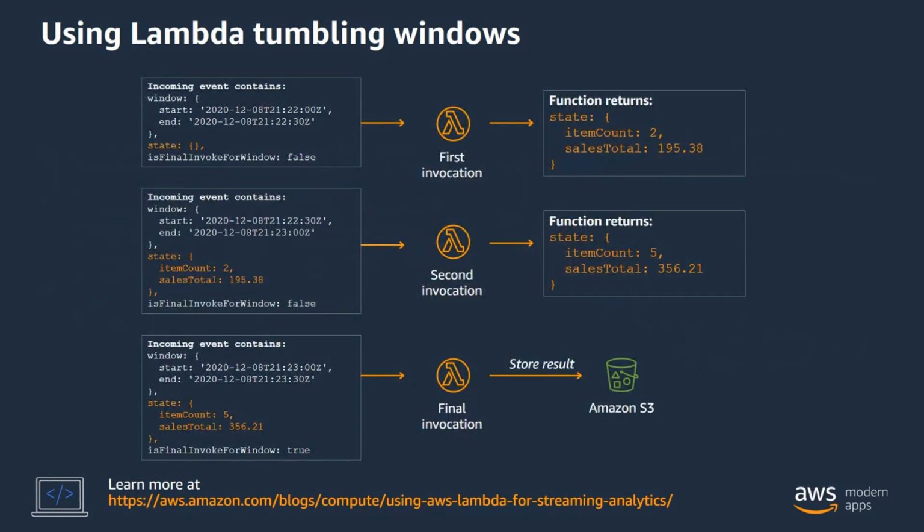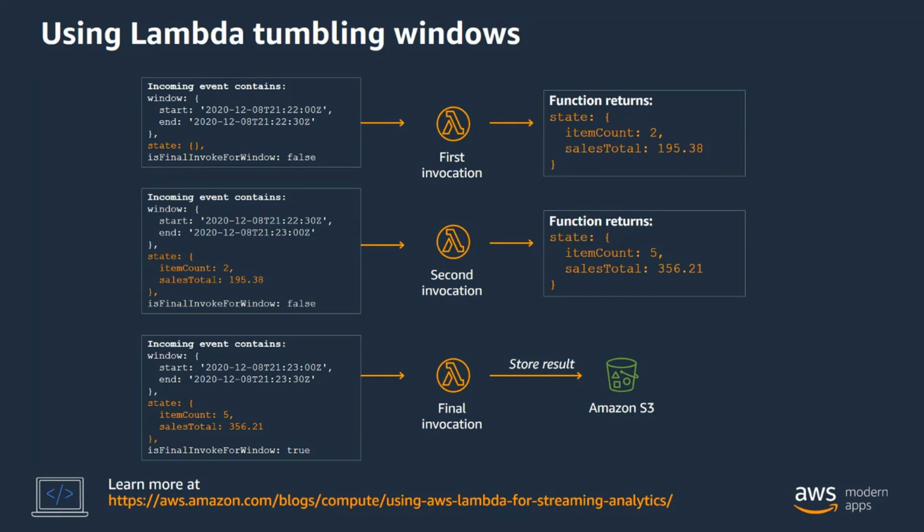In practice, tumbling windows in Lambda look like this. The incoming event is the same as before. Kinesis provides an array of records. What's different is the handful of new attributes. There's a start and end time to the window and a state attribute. The state is initially empty.